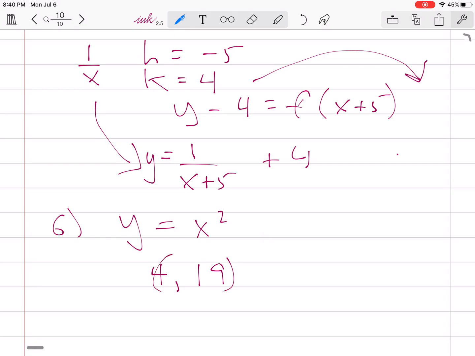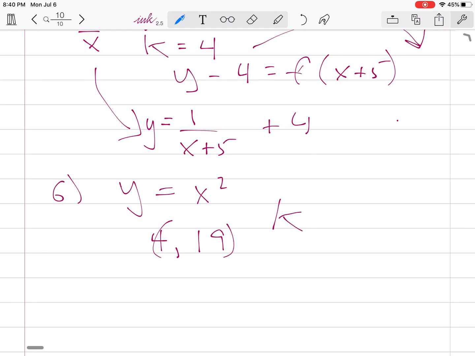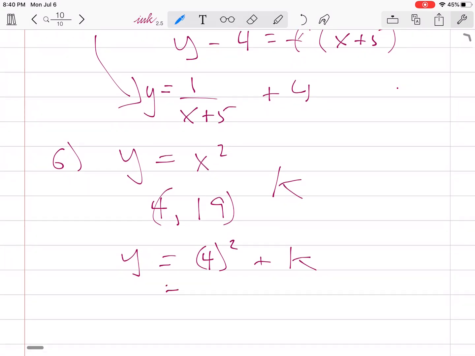Again, like the question said, only a vertical translation, that means the only thing present is a k value. So what's happening here is if you put y equals, you put in 4 for x, squared, then this will be plus k. K's got to be something. So this is going to be equal to 16. Therefore, k's got to be 3. That's the only way you're going to get 19. So k is going to be equal to 3.